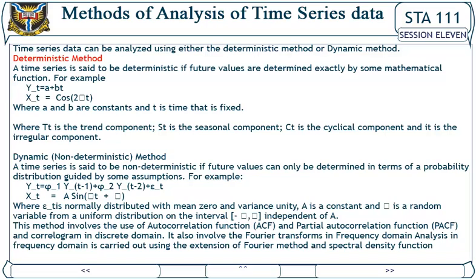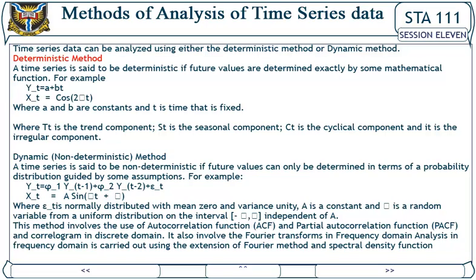In-text question. Methods of analysis of time series data. Time series data can be analyzed using either the deterministic method or the dynamic method. Deterministic method. A time series is said to be deterministic if future values are determined exactly by some mathematical function. For example, 1. Yt = a + bt. 2. Xt = cos(2πt), where a and b are constants and t is time that is fixed.